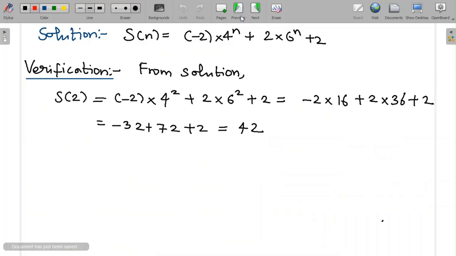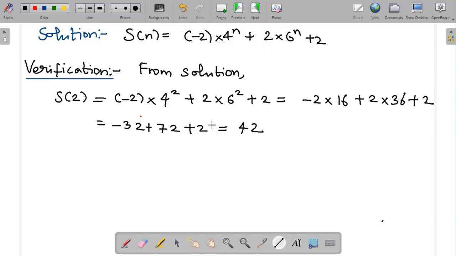Let's use 2 for n. So minus 2 times 4 square plus 2 times 6 square plus 2. That's minus 2 times 16, that's negative 32. 2 times 36, which is 72. And 2 added at the end gives us the answer as just 42. So S of 2 happens to be 42 from the closed form expression.